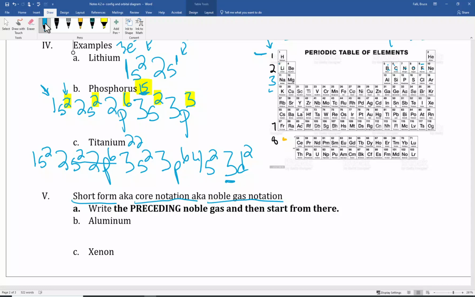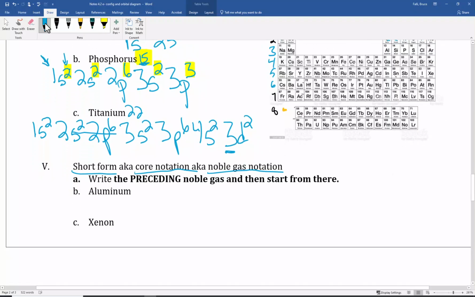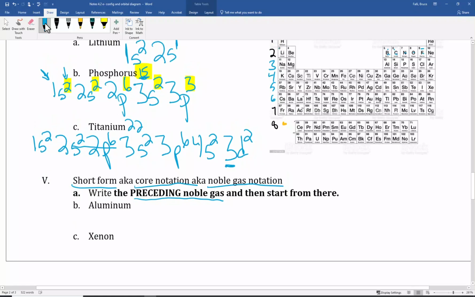And really what we care about in chemistry is not all of the electrons. We only care about the outermost electrons. So this is going to emphasize the outermost electrons. So what we're going to do is write the preceding noble gas and then start from there.